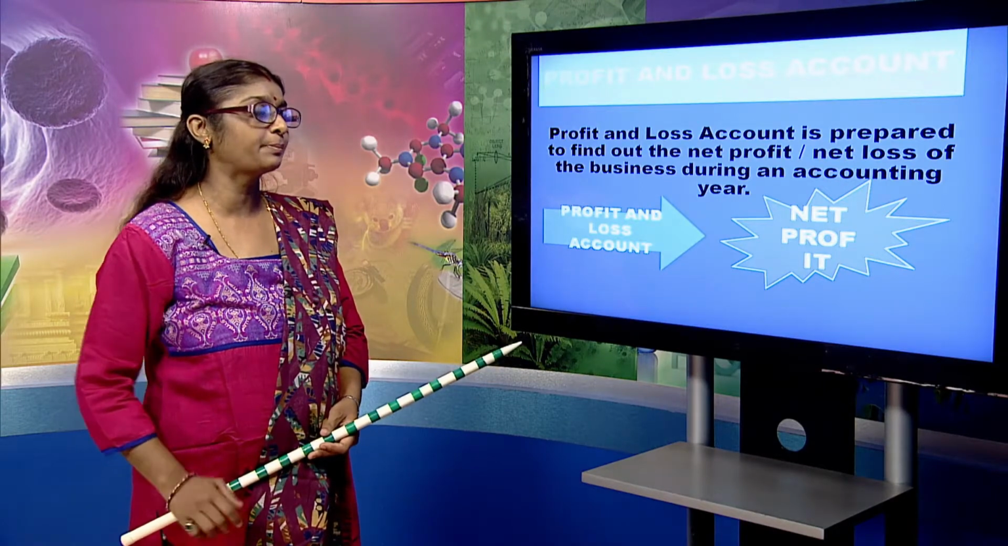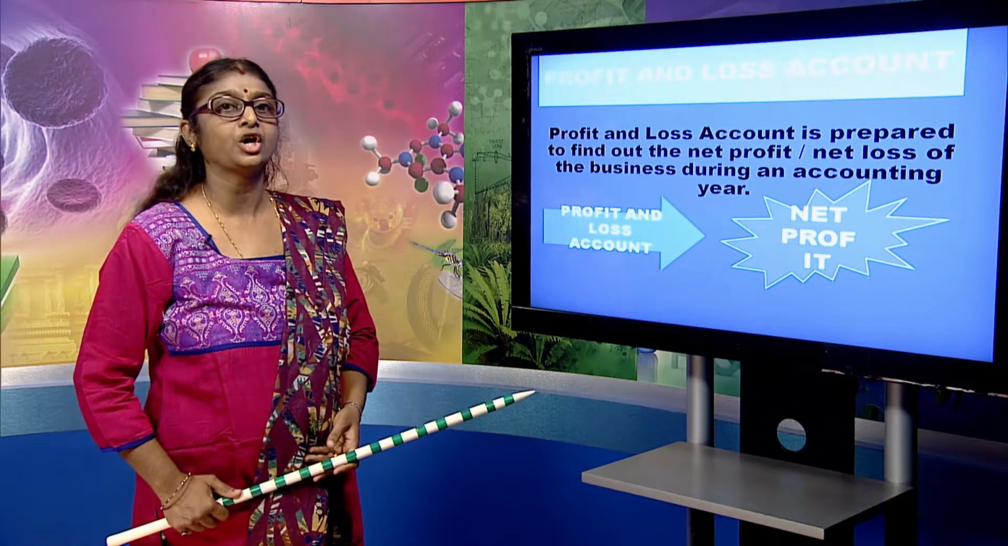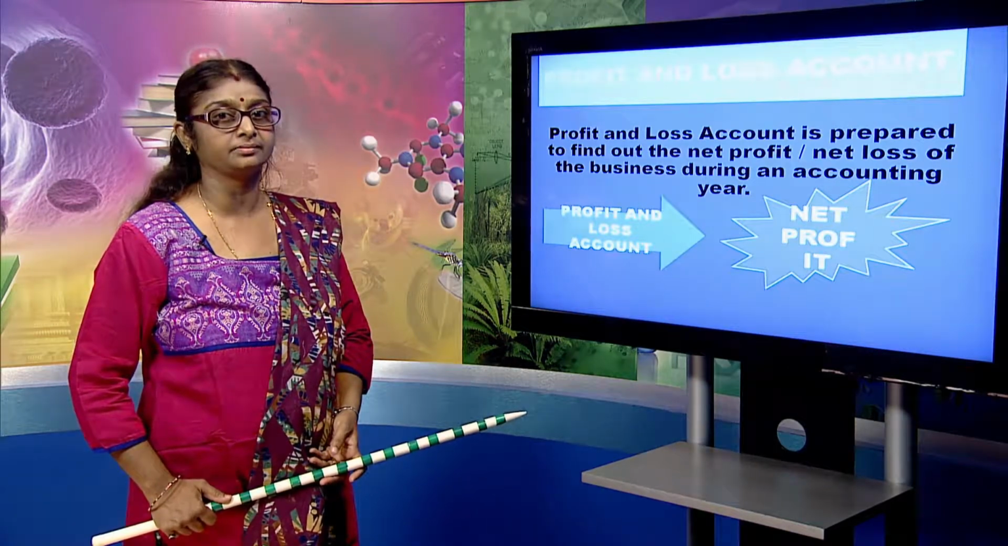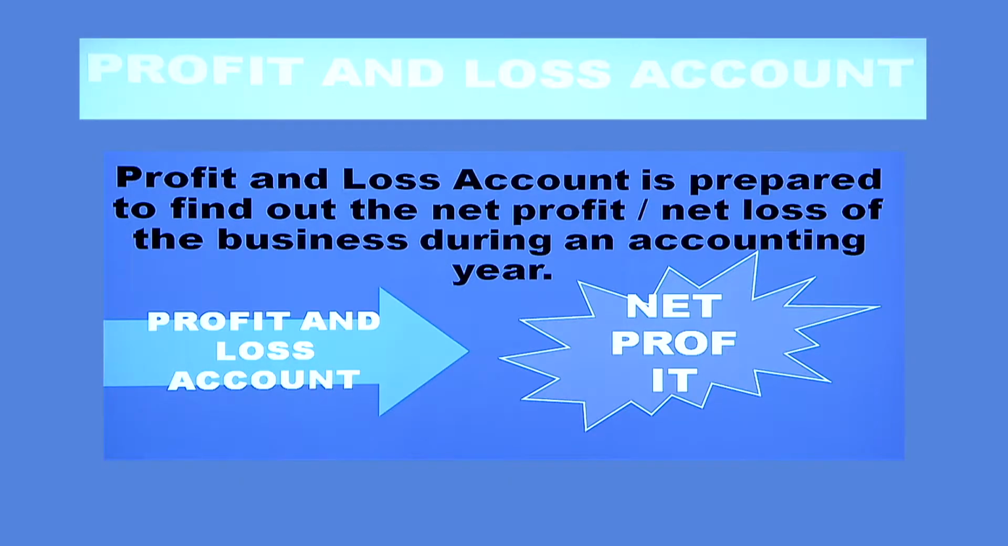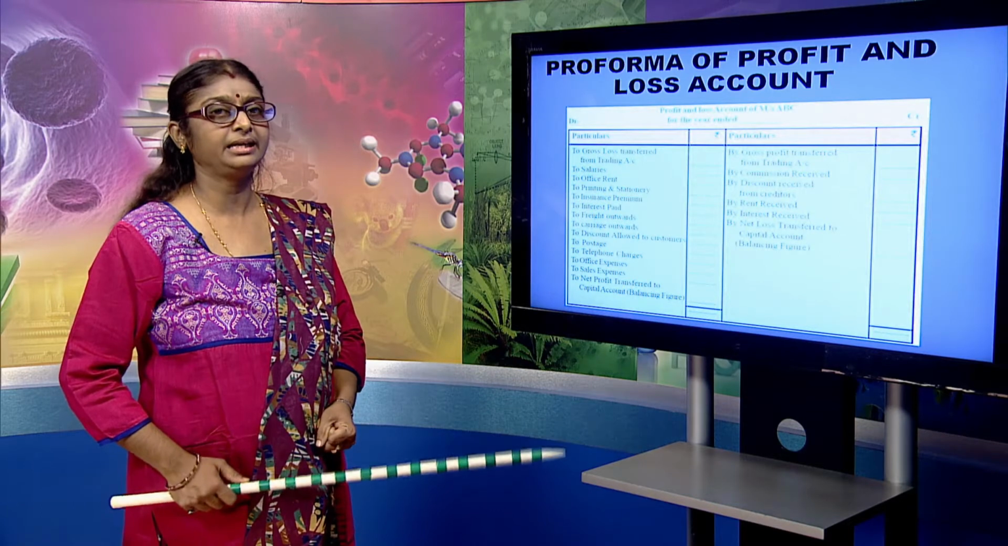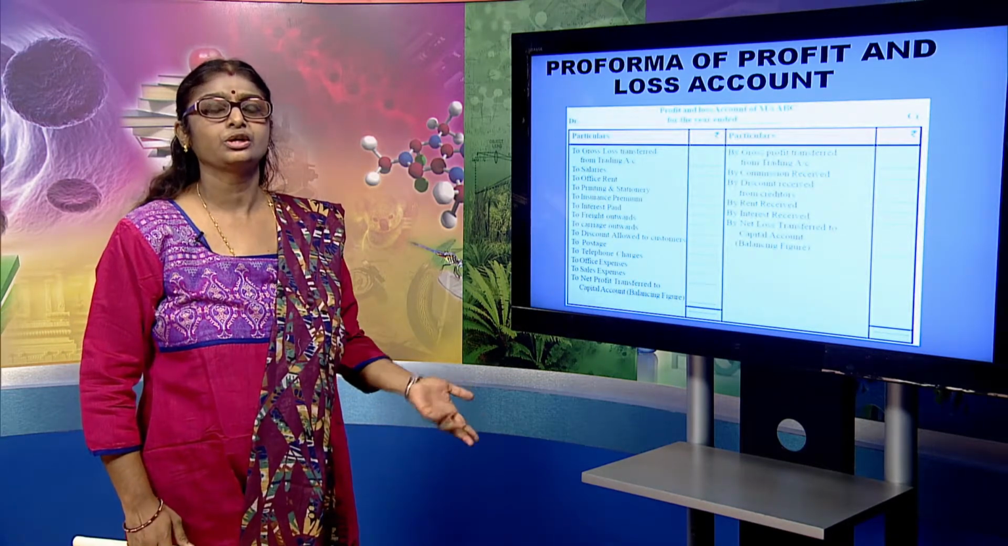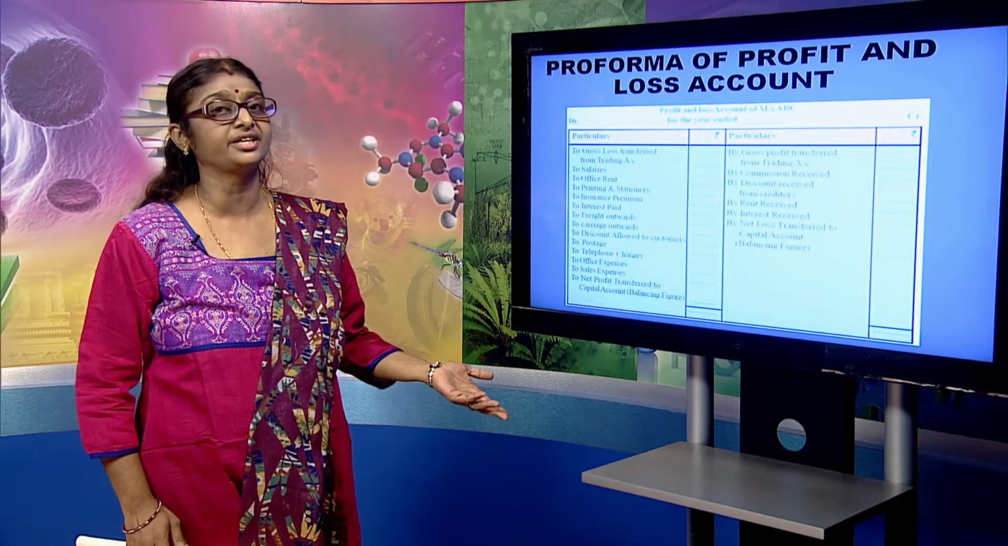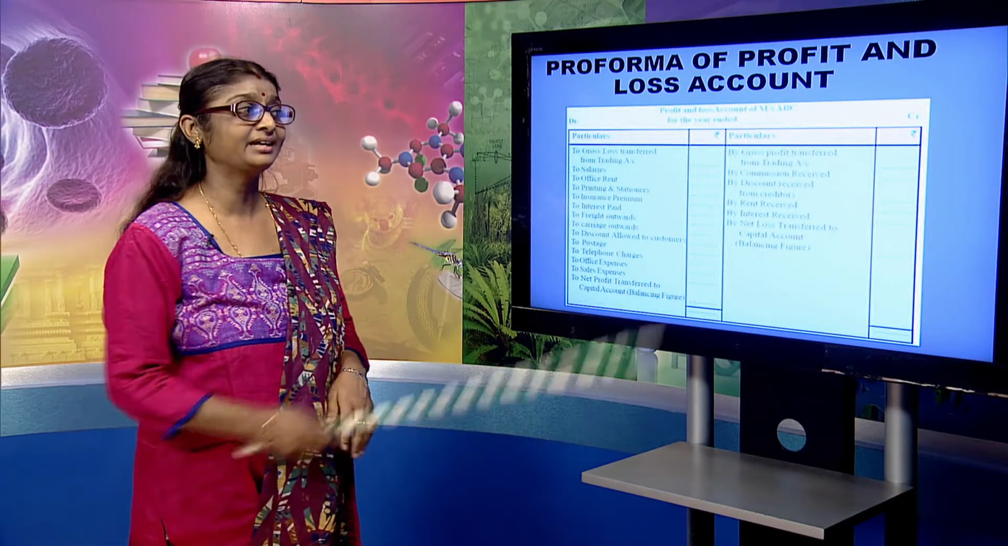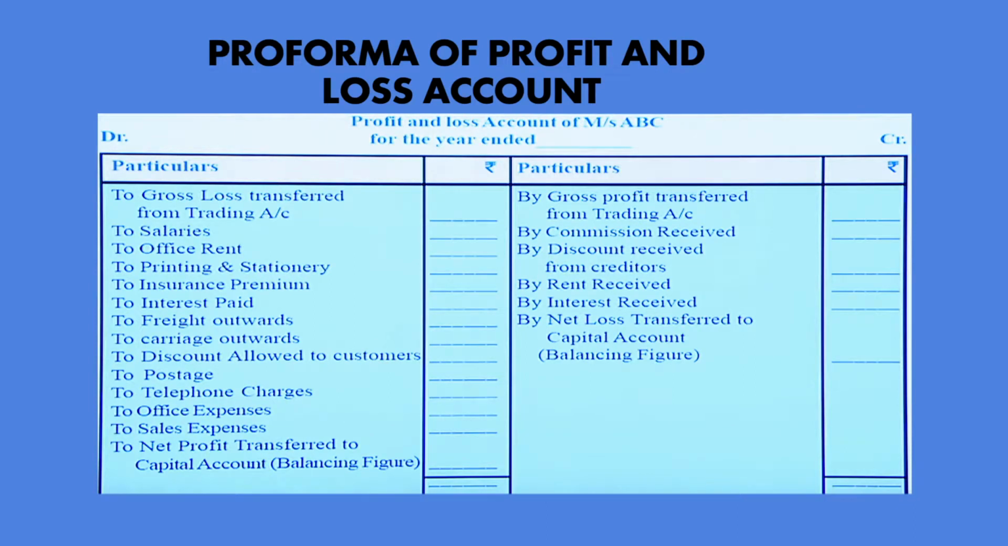Profit and loss account is prepared to find out the net profit or net loss of the business during an accounting year. So with the help of the profit and loss account, what will you find? You will be able to find out the net profit. Then coming to the format. In the profit and loss account, I have just told you gross profit will be transferred from the trading account. On which side? On the credit side of the profit and loss account, if it is a gross profit. If it is a gross loss, it will be transferred to the debit side of the profit and loss account. From the trading account, you have identified just now gross profit or gross loss.